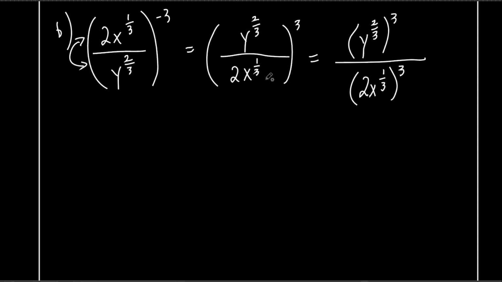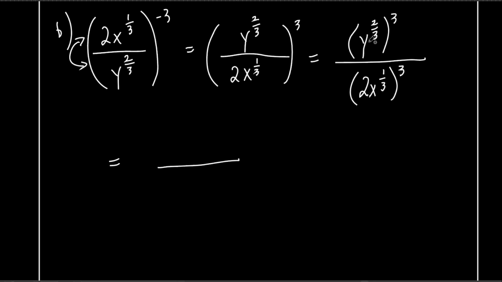See what I did? Everything's to the 3rd power. It's not distributive property. It's not FOIL or anything like that. It's just this is to the 3rd and this is to the 3rd. And I just wrote it like that. Stop me if you have a question. All right.